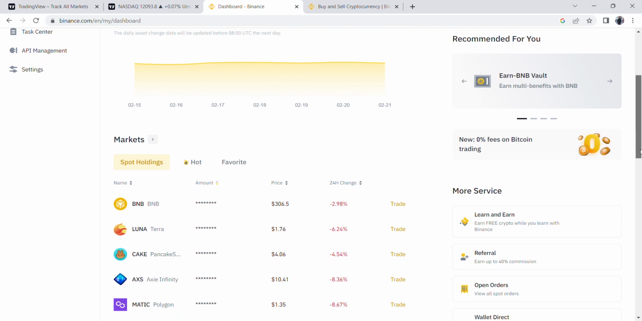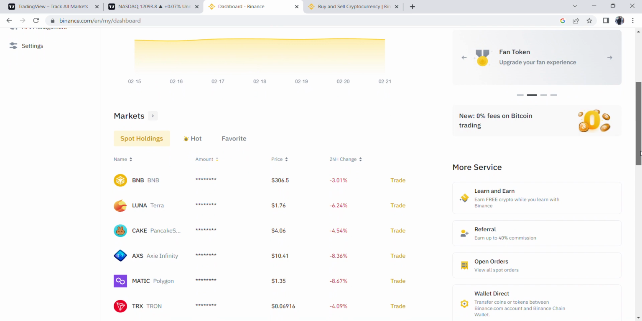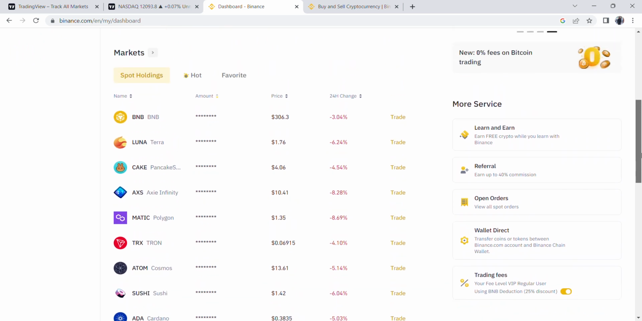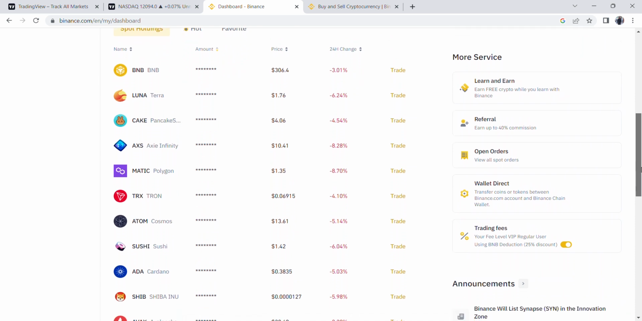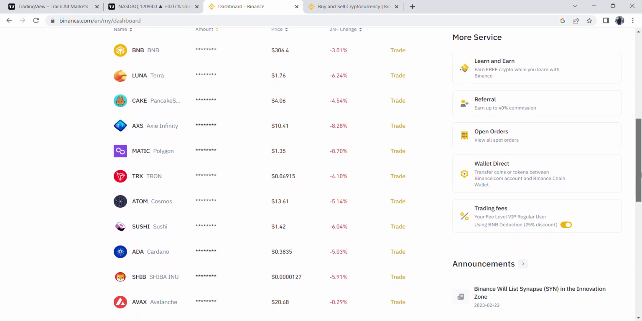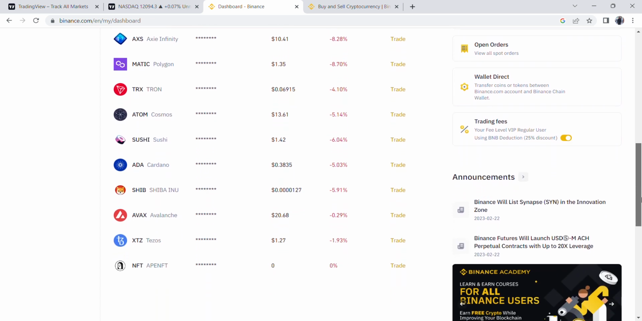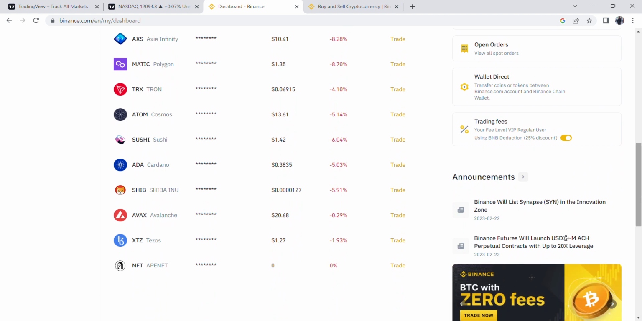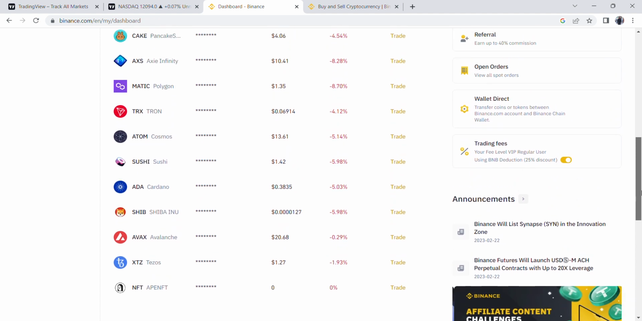As we scroll down, we're still on the desktop, still on the dashboard. They're going to show you your spot holdings, what you're holding. These are all the tokens that I am currently holding: BNB, Luna Terra, Cake, PancakeSwap, AVAX, Infinity, Polygon, Tron, Cosmos, Sushi, Cardano, SHIB, Avalanche, Tezos, and the Ape NFT, which I got in a giveaway.